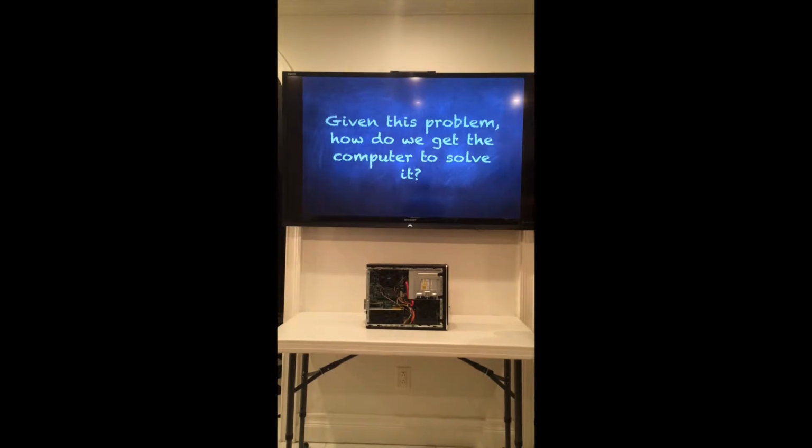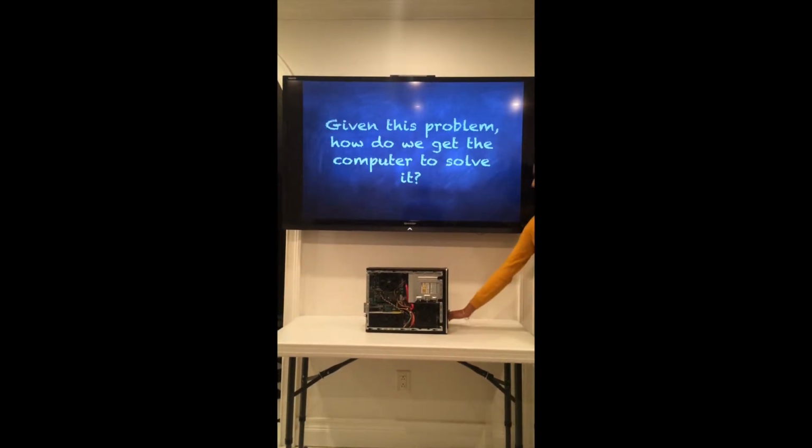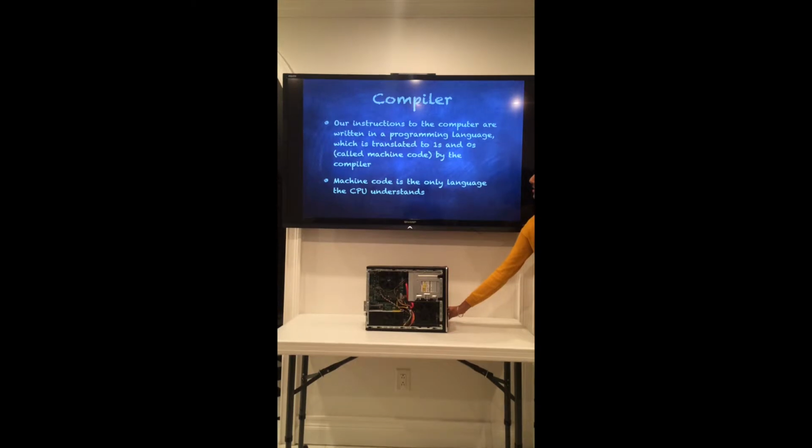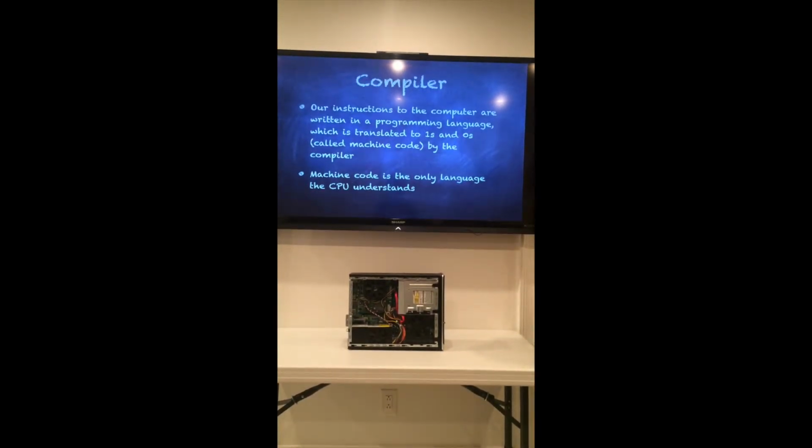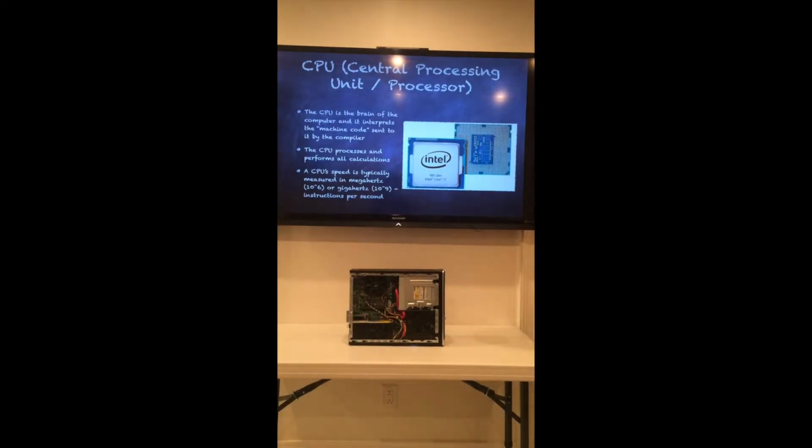So given this problem, how do we get the computer to solve it? The instructions we write in our program to the computer are written in a programming language, which is translated into ones and zeros, called machine code, by the compiler. Machine code is the only language that the CPU understands. The CPU, or Central Processing Unit, is the main brain of the computer. It interprets all of the machine code sent to it by the compiler. The CPU is the main processor and performs all calculations.